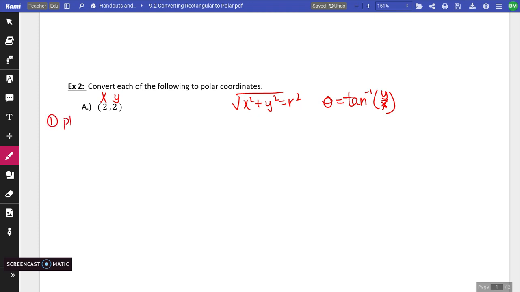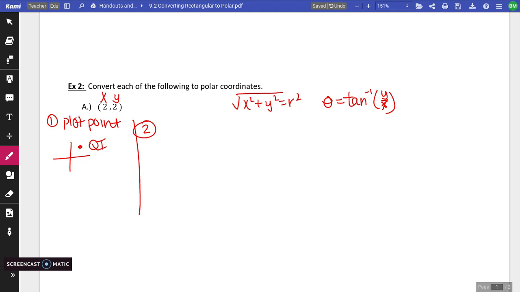Step 1, we're going to plot the point. Now, I don't care about it being exact. I only care about the quadrant this point lives in. So over 2, up 2 would put me in quadrant 1. It doesn't matter where you put the point as long as it's in the right quadrant. That'll come back later for our angle measure. Step 2, we're going to figure out r.